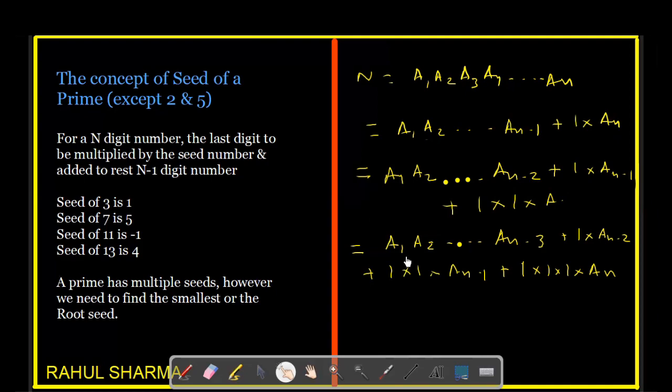In the next step, it becomes a1, a2 till an minus 3, plus 1 into an minus 2, plus seed numbers multiplied twice. So it becomes s square into an minus 1, plus seed numbers multiplied 3 times plus an. Since the seed of 3 is 1, all powers of 1 will yield 1. So eventually at the end, we'll be left with a1 plus a2 till an. And that's what we are saying. If the sum of the digits is divisible by 3, then the number will also be divisible by 3.